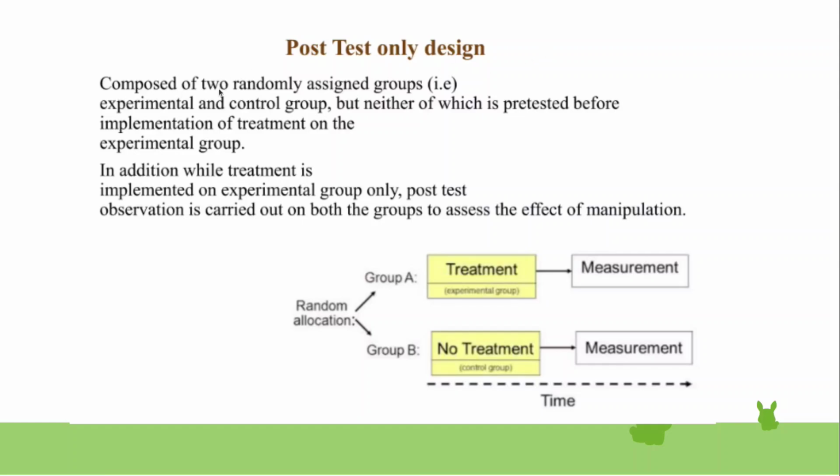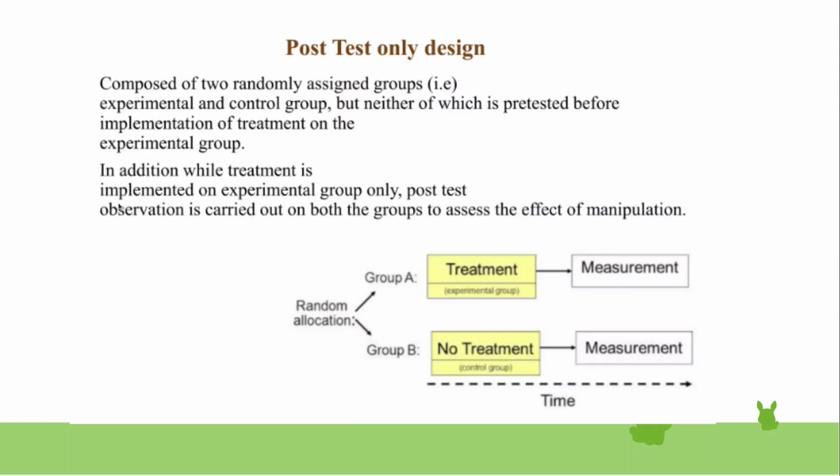This design is composed of 2 randomly assigned groups. You can see in the picture random allocation of group A and group B. One is the experimental group, where you give treatment. Another is the control group, where no treatment will be given. Neither of which is pre-tested, so for both the groups there is no pre-test. You don't collect any data beforehand, you just include them in the experimental group and the control group.